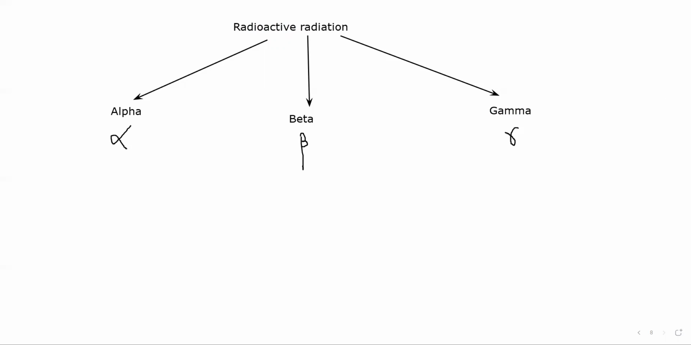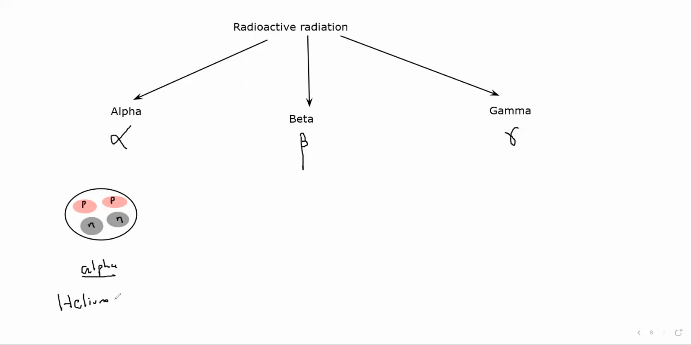What is alpha radiation? Alpha radiation means when 2 protons and 2 neutrons are coming out together. A group of two protons and two neutrons, when they are coming out together, we call that alpha. So two protons and two neutrons. And this alpha particle is also known as helium nuclei.